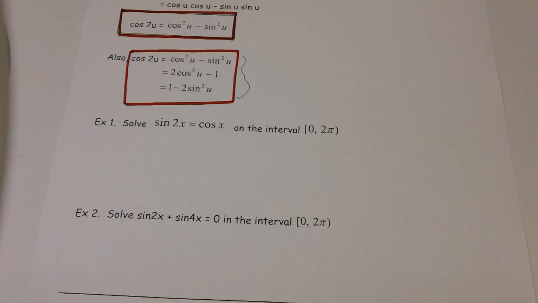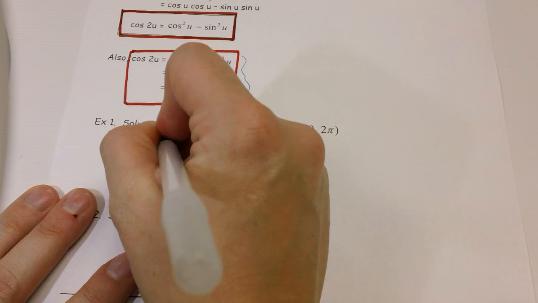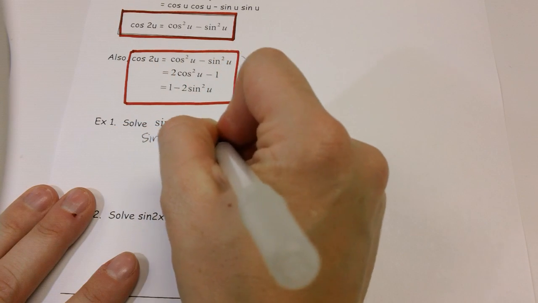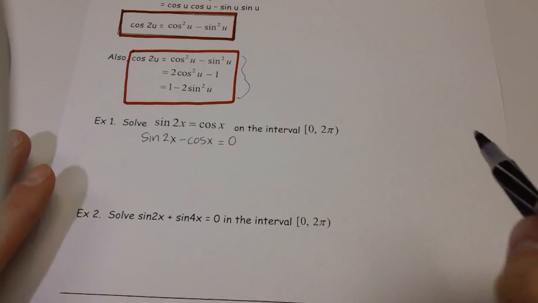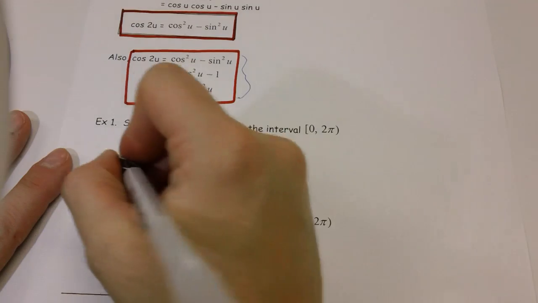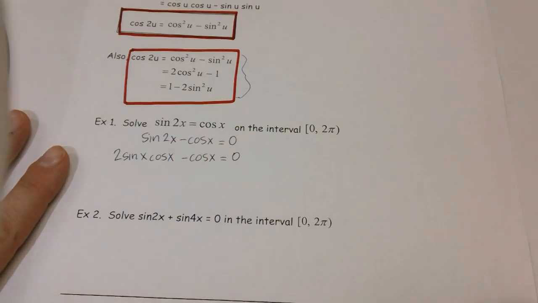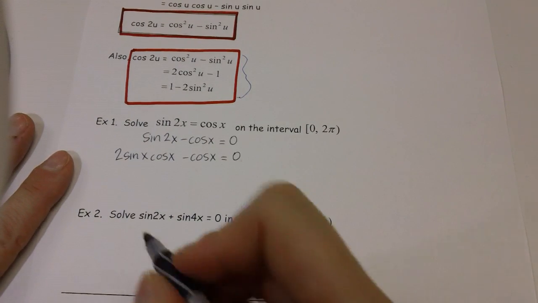Okay, so again, the problem is the sine of 2x equals the cosine of x on the interval 0 to 2 pi. First of all, we need to rewrite this problem so everything's on one side. Remember, we cannot divide by the cosine of x to solve this. So let's rewrite this as the sine of 2x minus the cosine of x equals 0. This is good because for the sine of 2x we only have one option to plug in. So we can go ahead and plug in 2 sine of x cosine of x, minus the cosine of x equals 0. From this step we're going to factor out a cosine of x.